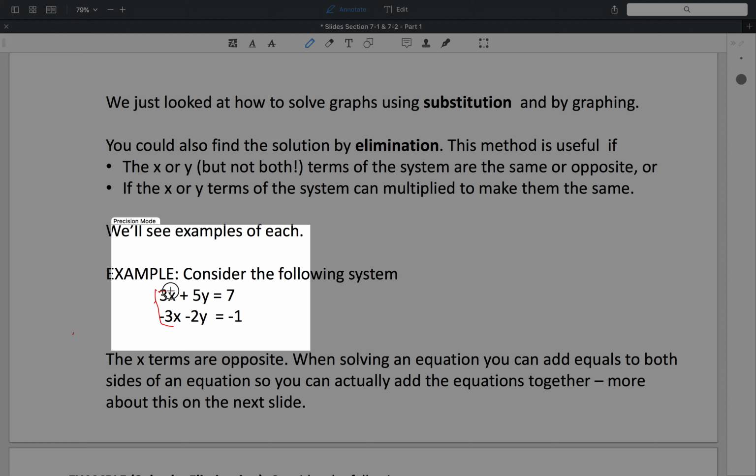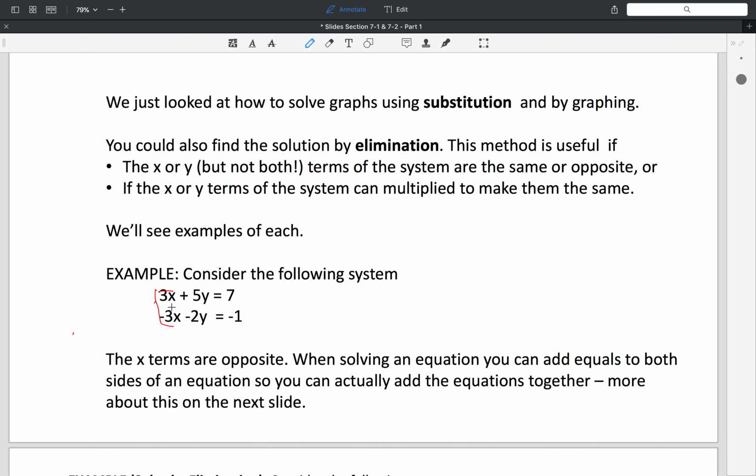Now what I can do is add, or they're opposite, I'm sorry. I'm allowed to add an equation to another equation. Remember, when you solve an equation, you can do the same thing to both sides. So since I can add -1 to 7, and since minus 3x minus 2y is also equal to -1, I can add that to this. And I'll do this on the next slide. So that's just the idea of what we're going to do.